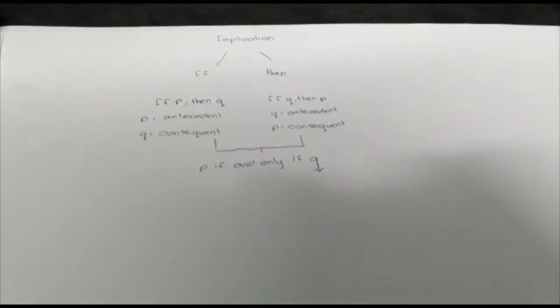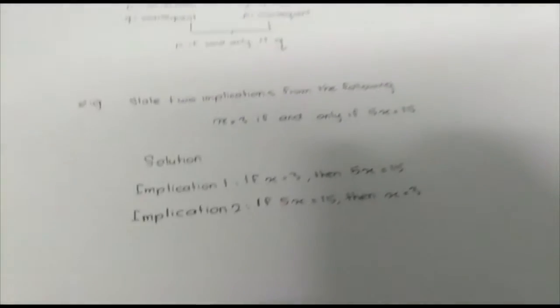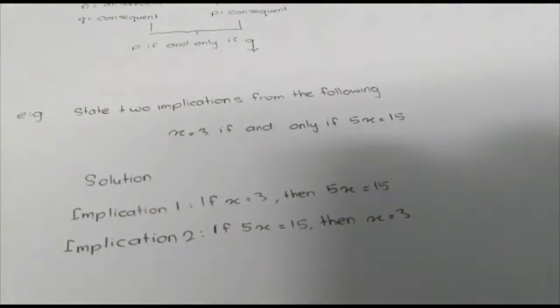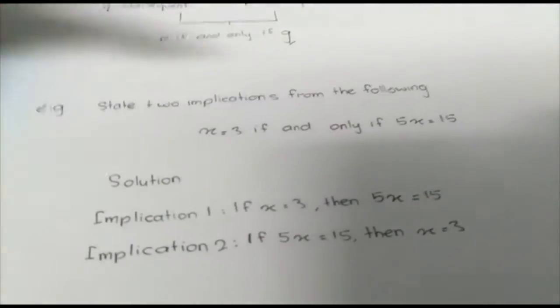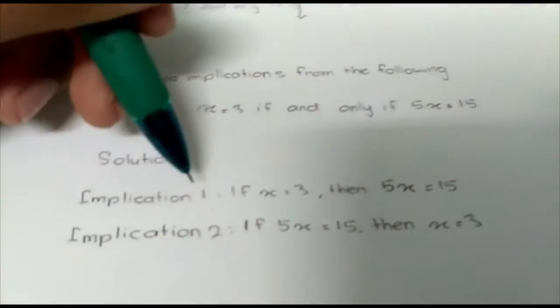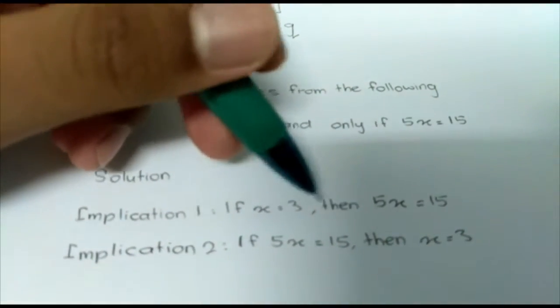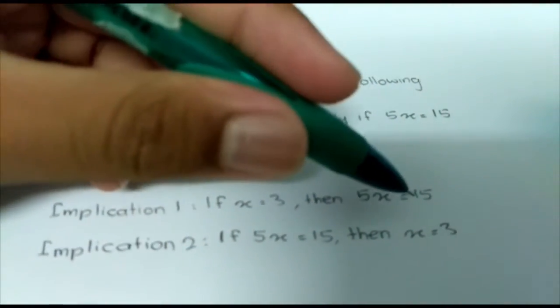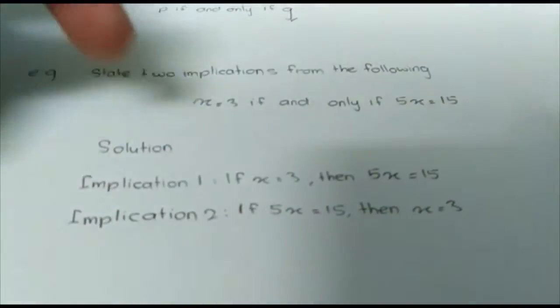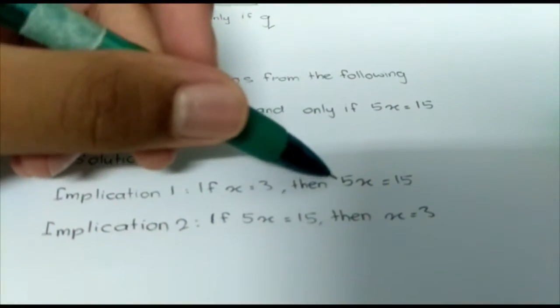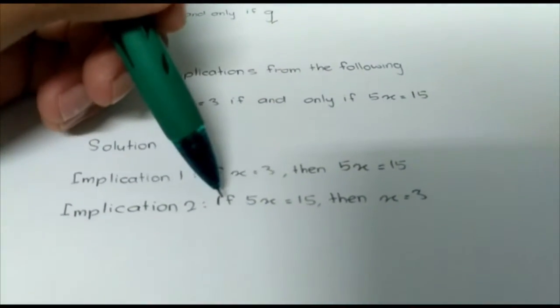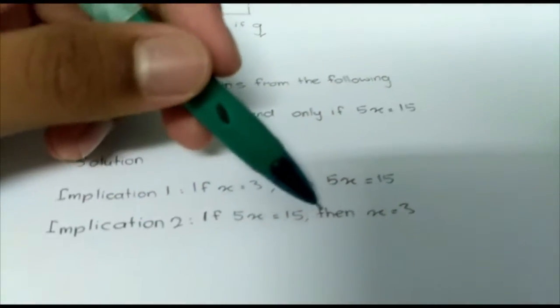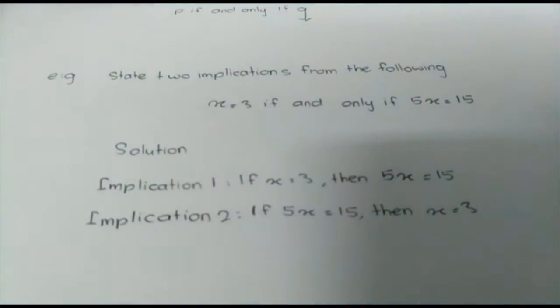Okay, for better understanding, I give an example question. State two implications from the following: x equals 3 if and only if 5x equals 15. For the solution, you must write this. Implication 1: if x equals 3, then 5x equals 15. For implication 2, you just twist it, taking the second statement to be the first statement. So: if 5x equals 15, then x equals 3. That's all. This is the answer.